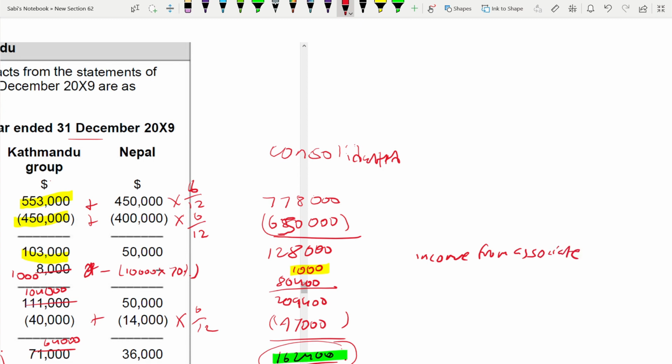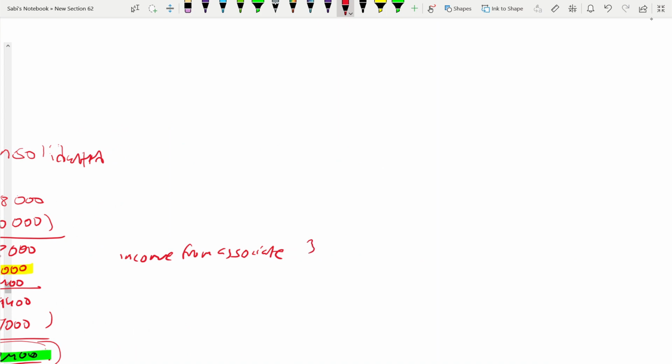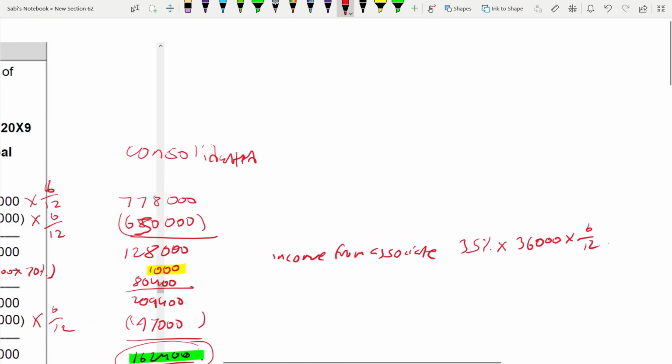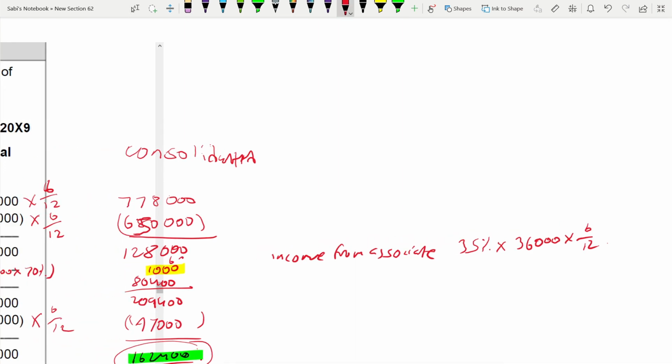Income from associate. How much? For the remaining 6 months it's an associate at 35%. So 35% of the profit of Nepal, which is 36,000. Only for 6 months it was an associate, and 35% because the associate's percentage is 35. So 6,300. This 6,300 you need to add here to the previous figure.